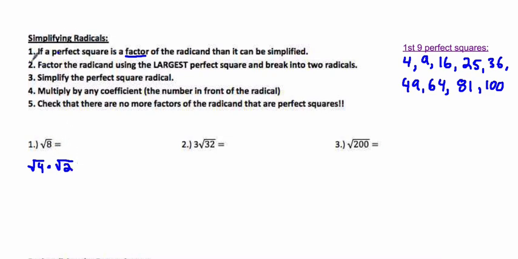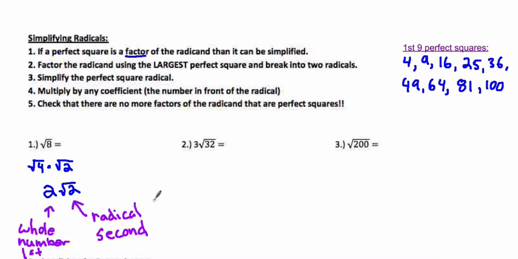Okay, so we've done this one, we've done this one. Simplify the perfect square radical. So once you pull out a perfect square, well, we can just find the square root of this. This would just be 2. And then you leave the other one inside. Multiply any coefficient, the number in front of the radical. So we don't have that going on here. We do not have a number out front here, so this is just 1. And if we do 1 times 2, we would still end up with 2. So this one's fully simplified. And add these notes in here, but you want to always have the whole number first and the radical second.